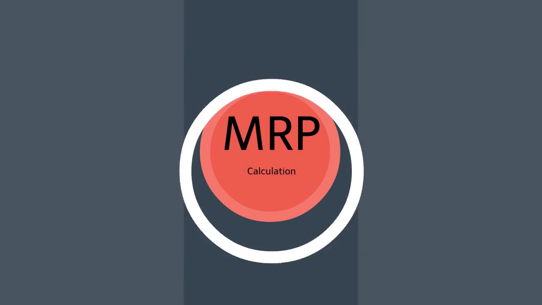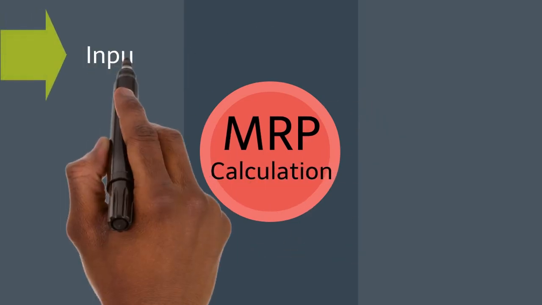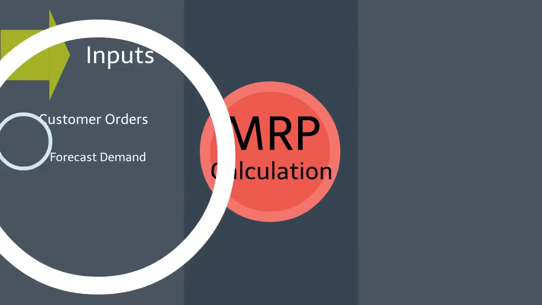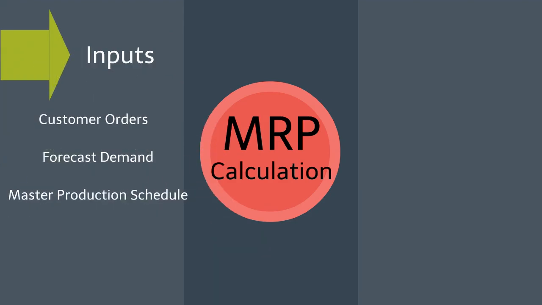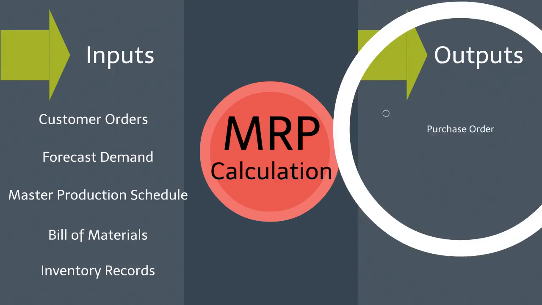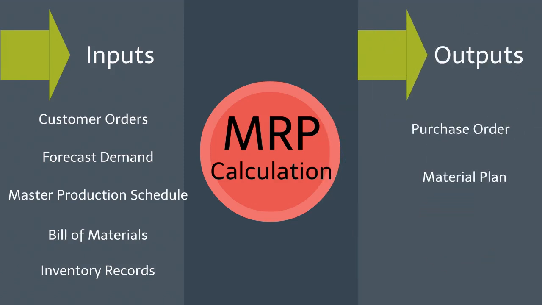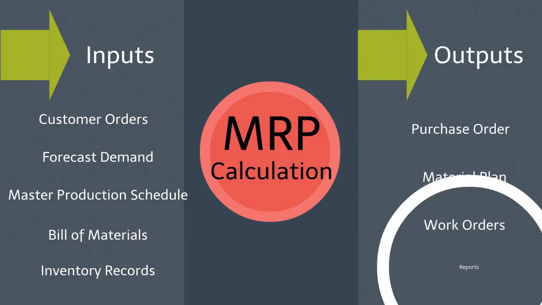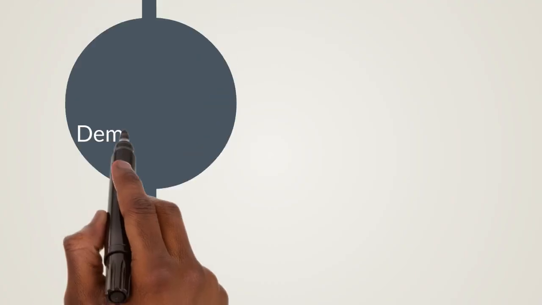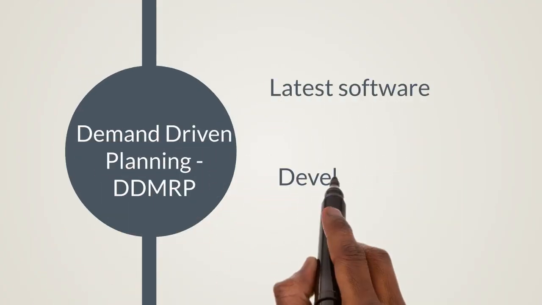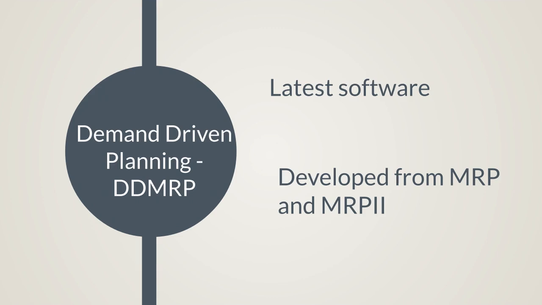The calculations that MRP performs are based on data inputs, namely customer orders, forecasted demand, master production schedule or MPS, bills of material or BOM, and inventory records. After MRP receives the input, it generates four main outputs, namely purchase orders or POs, material plans, works orders, and reports. Demand-driven planning, or DDMRP, is the latest software system that was developed from a combination of MRP, MRP2 into its current form.